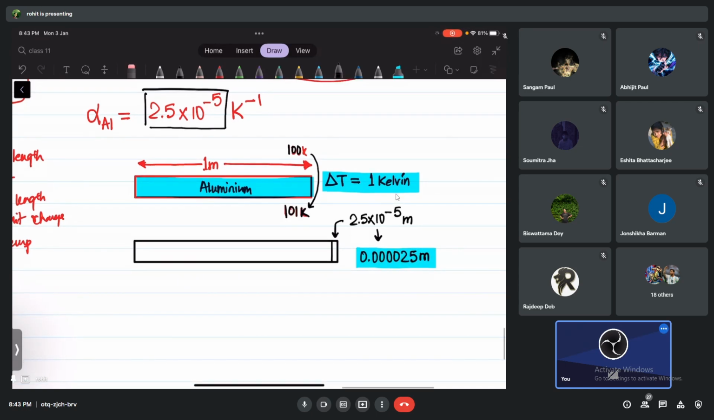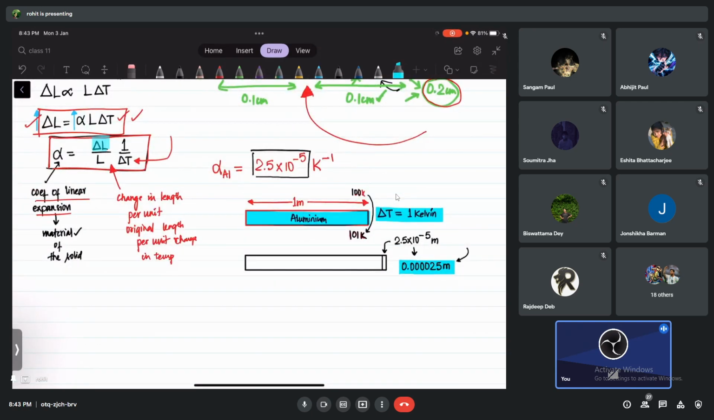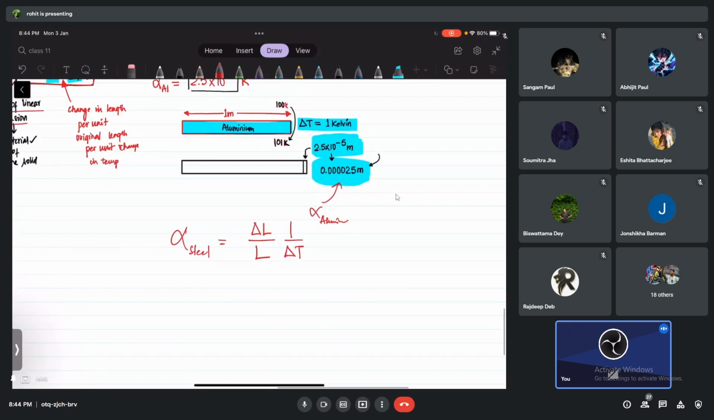And this number is the amount of change in length in aluminum per unit original length per degree rise in temperature, found by experiments. This is what is known as alpha for aluminum. Can you understand this? So what is alpha for steel? Alpha for steel means how much steel will change in length per unit original length per degree rise in temperature. I don't have the steel number right now, but I can write for some other one.